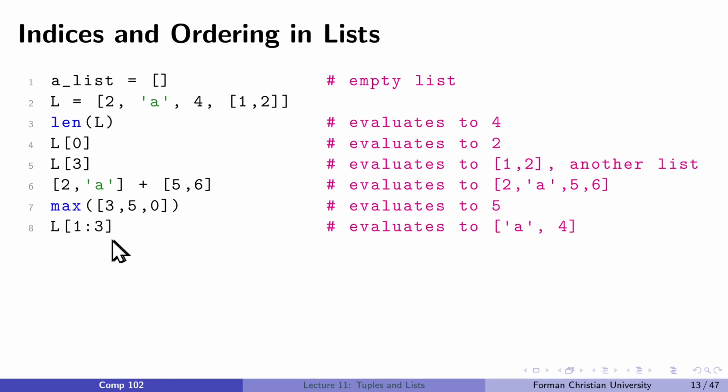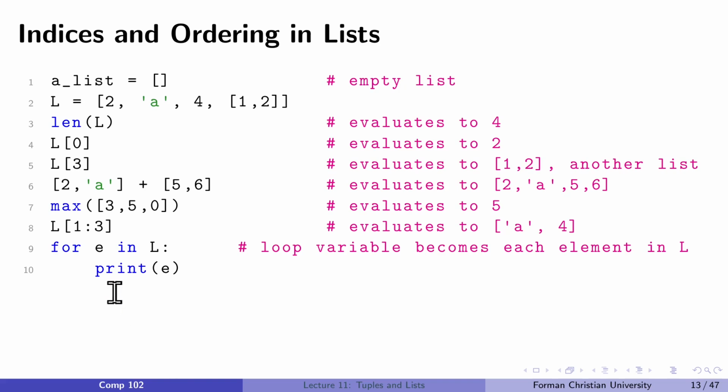And like strings, you can slice lists exactly like strings. So for example, this is going to evaluate to a and 4. Why? Because you start from 1 and the item at 1 is a, and then you go up till 2, not including 3, which is 4. So the next item at index 2 is 4.